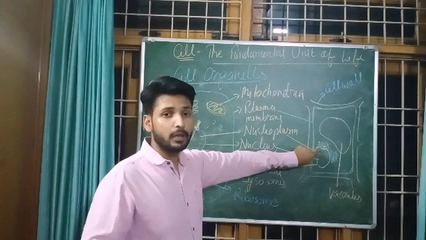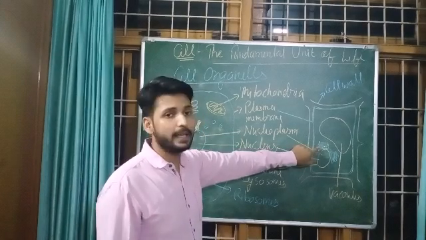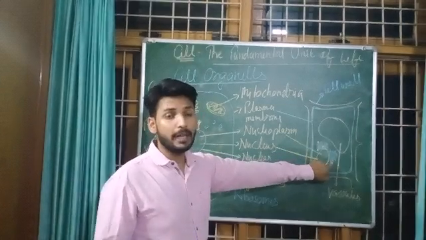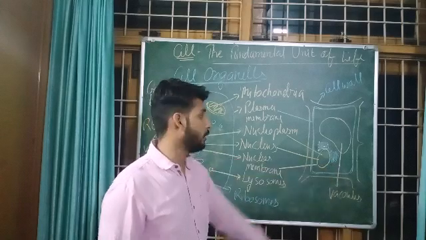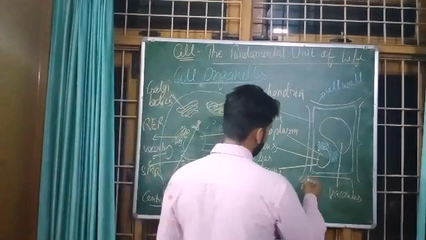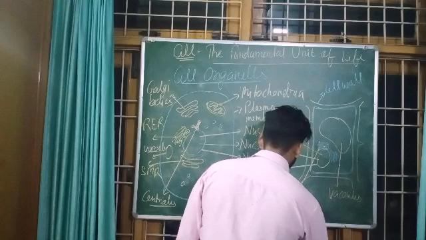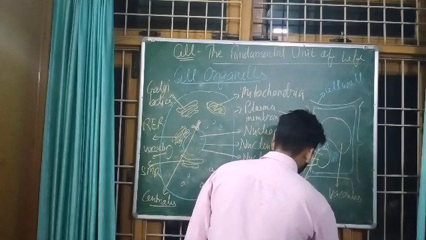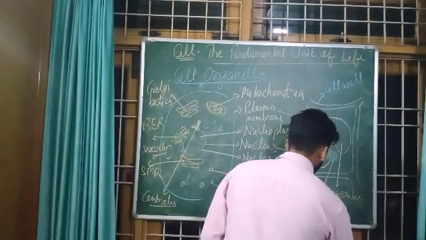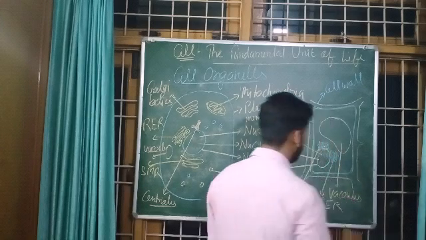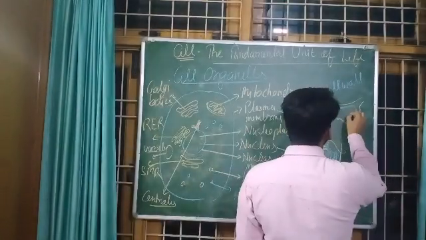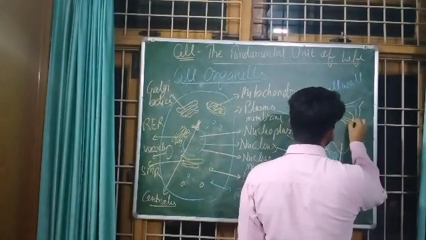The endoplasmic reticulum on which ribosomes are present is known as rough endoplasmic reticulum, and the endoplasmic reticulum on which ribosomes are not present is known as smooth endoplasmic reticulum. Got it? So here it is RER, meaning rough endoplasmic reticulum, and the second one is SER, meaning smooth endoplasmic reticulum. Here also energy is required, so mitochondria is also found here.